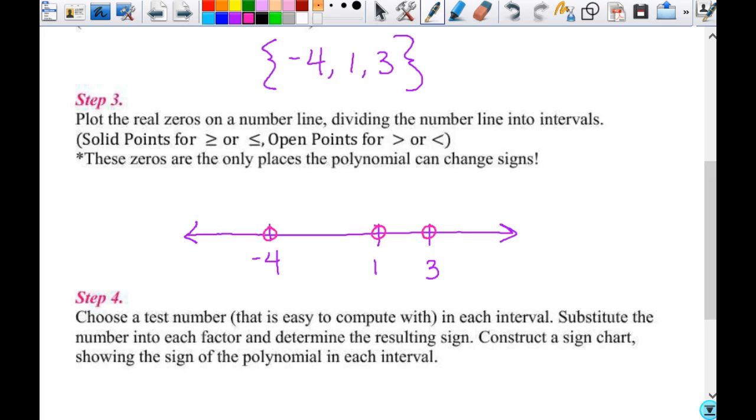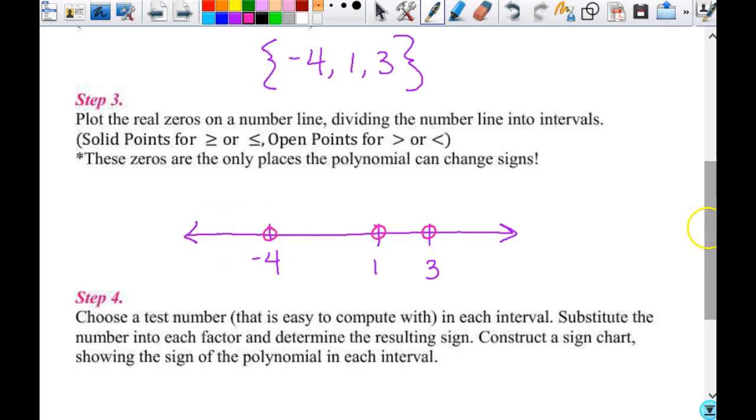So we can do that by looking at the signs here. Step 4 says choose a test number that is easy to compute with in each interval. We're going to substitute the number in and just determine the resulting sign. We don't really care about the number. We just care about the sign, if it's positive or negative. We're going to construct a sign chart showing the sign of the polynomial in each interval. All right, so let's pick over here on the left-hand side. We're going to pick -5, right?